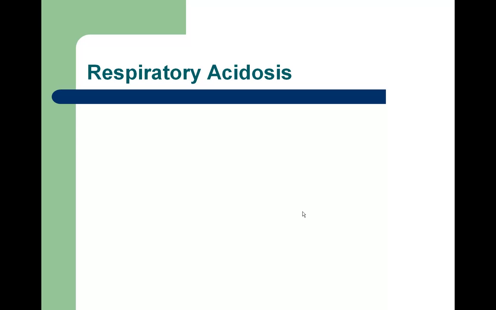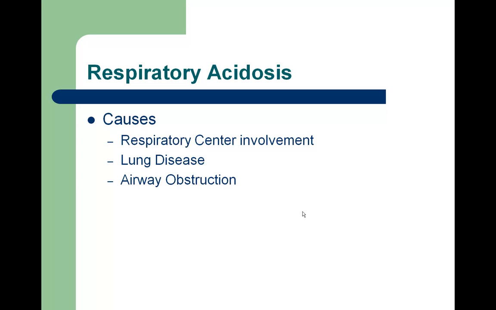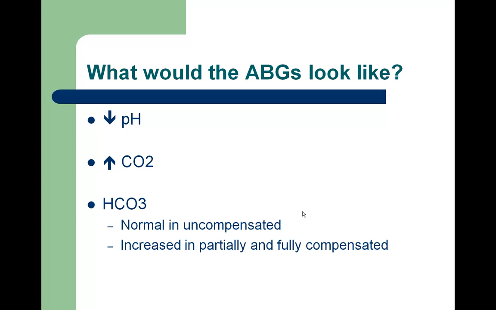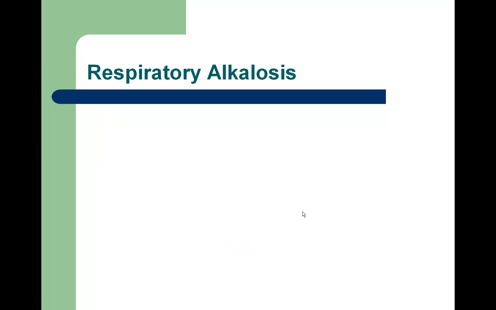Respiratory acidosis. You're going to see the causes being respiratory center involvement, lung disease, airway obstruction. This is really your quintessential ABCs patient, where A is the problem, or B. What would the ABGs look like? Decreased pH, increased CO2, and the bicarb would be normal in uncompensated and increased in partially and fully compensated. You'd see those either beginning to increase, or they would have increased to compensate.